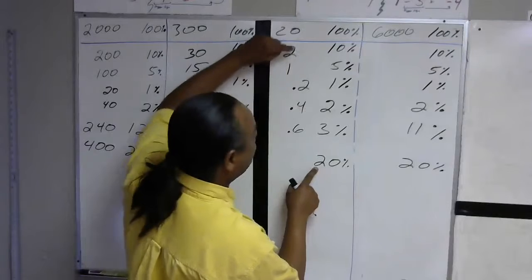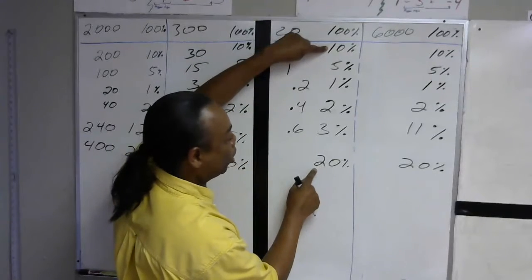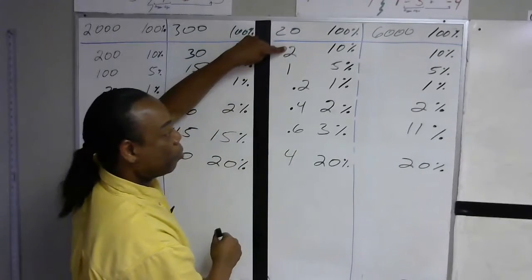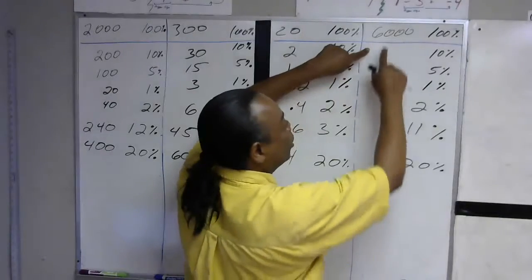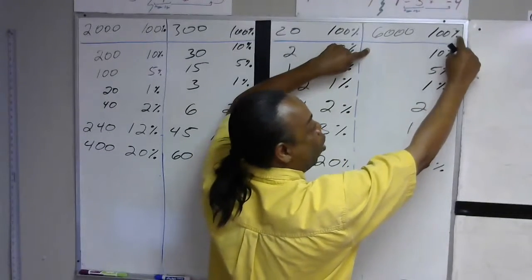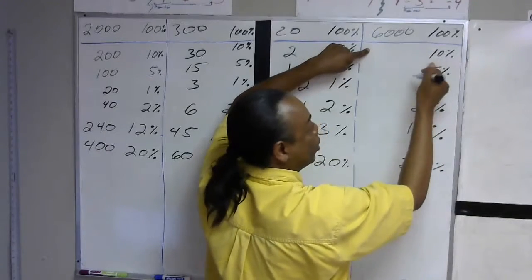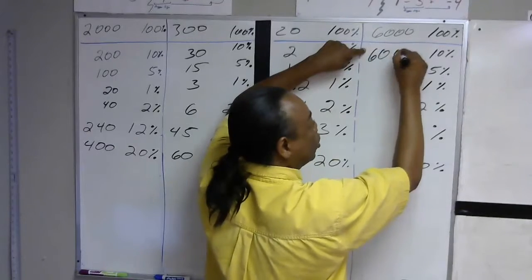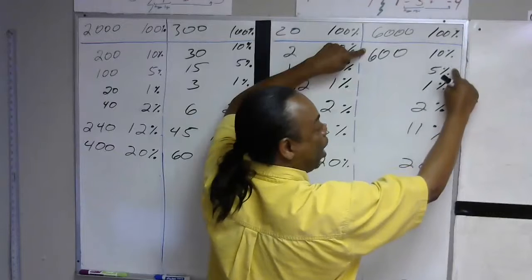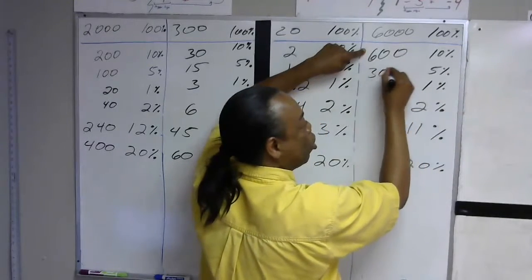20%, let's go up here. 10% times 2 is 20%. So 2 times 2 is 4. Okay, 6,000 is 100%. 100% divided by 10 is 10%. So 6,000 divided by 10 is 600. 10% divided by 2 is 5%. 600 divided by 2 is 300.